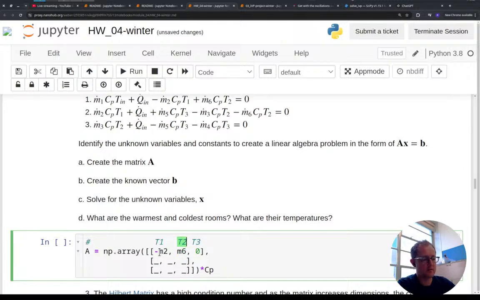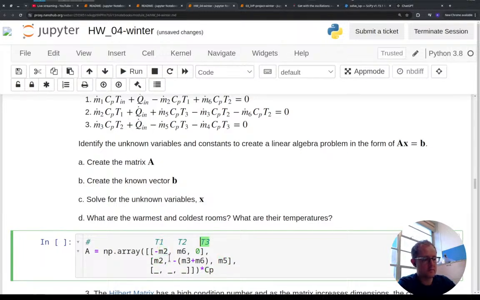And now in equation 2, I have T1, T2, T2, and T3. So I'm going to have to add those 2 terms for the T2 and put them in that middle column, and use these 2 terms here. So for T1, I've got an M2. For T2, I have a negative M3 plus M6. And then for T3, I have an M5.